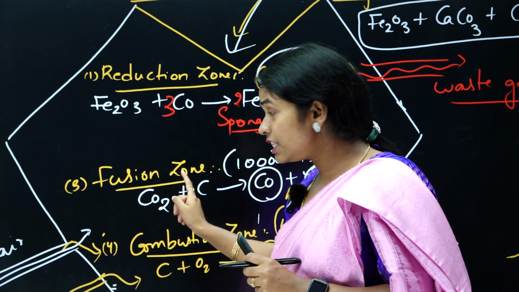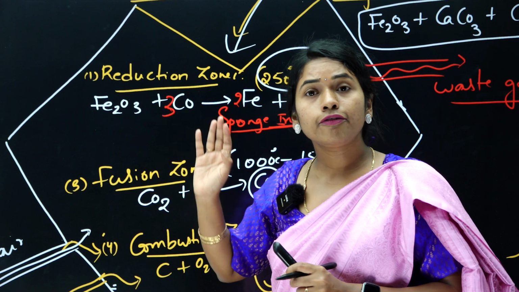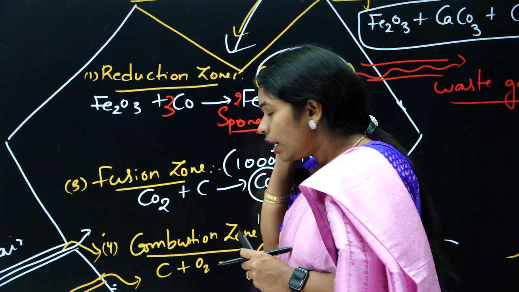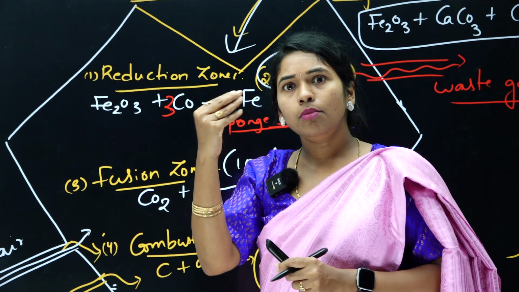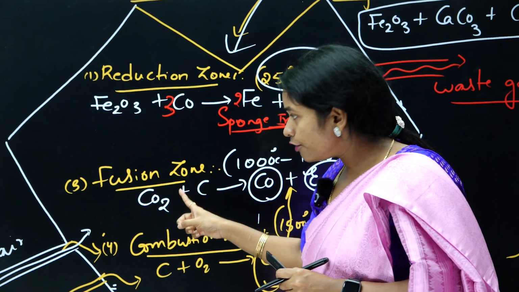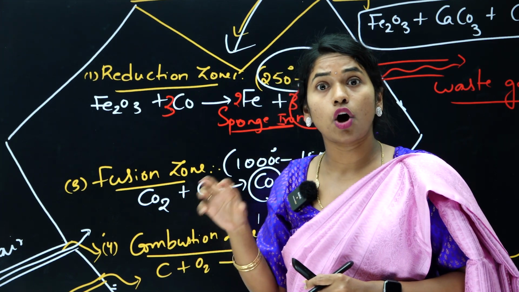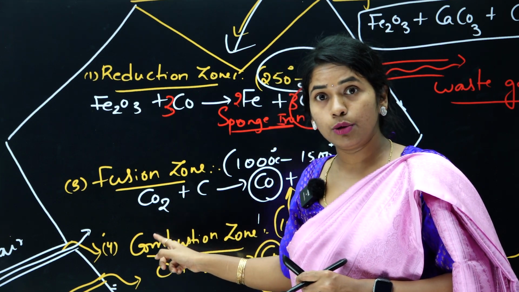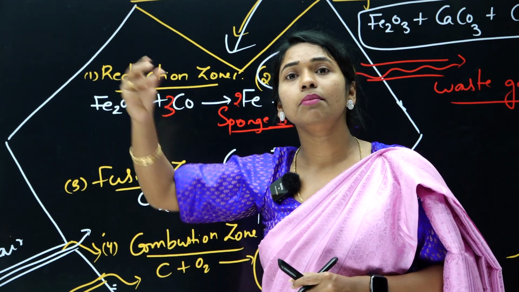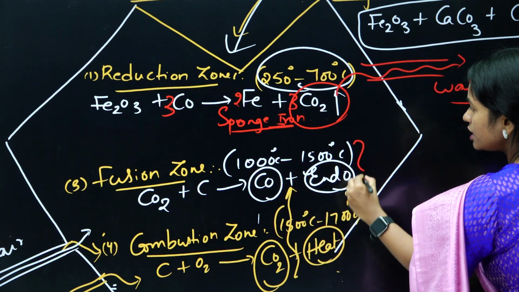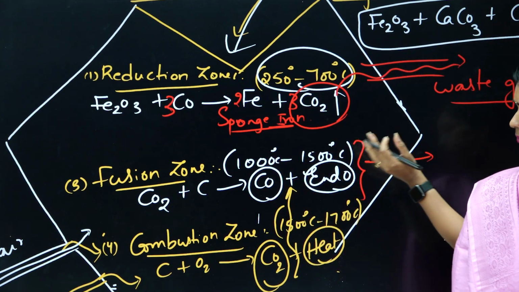What happens is, this fusion zone is there, right? In the fusion zone, listen carefully. We are almost 70% done. In the fusion zone, whatever coke is there will not only reduce carbon dioxide, it will also reduce other impurities. The continuation of these fusion zone reactions I'm writing here.